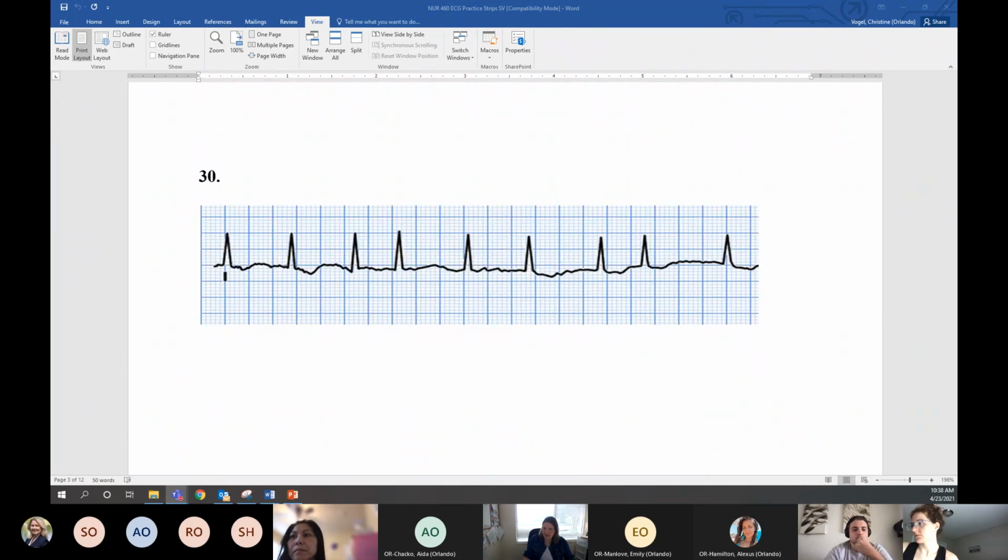Last one. All right. This is an interesting looking one. We'll start with our steps. Is it regular? No. Good. And then the rate? 90, 100. Okay. And then is there a P wave before every QRS? It's not discernible. Looks a little wavy in between there. The QRS is present and it's narrow. We can't determine a PR interval. So what is this one? We cannot discern those P waves. It's irregular. Atrial fibrillation.